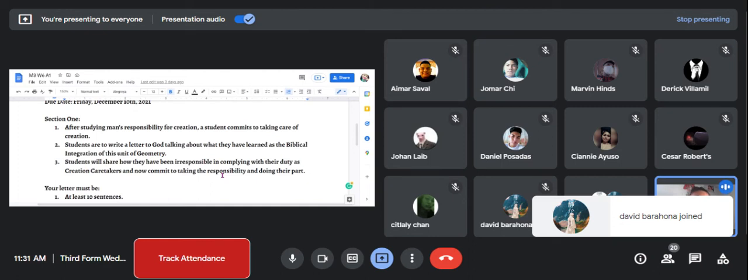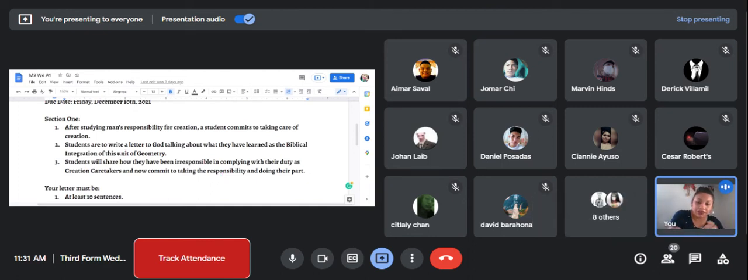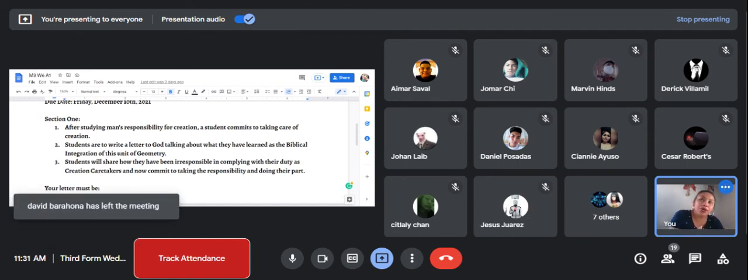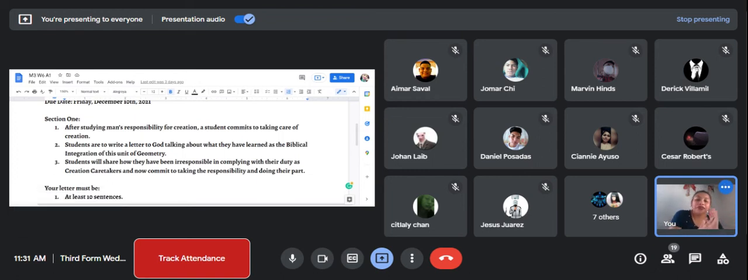In this letter, you guys are going to be writing a letter to God, talking about what you have learned as the biblical integration for this unit of geometry. So, for the past 6 weeks, what have you learned about geometry in the biblical integration aspect? Creation, fall, redemption, restoration, talking about biblical through lines, talking about your habits of learning, anything that we have done that you have learned that relates to it.